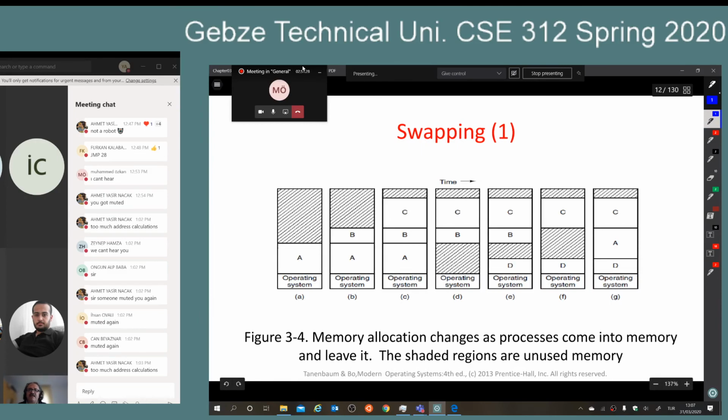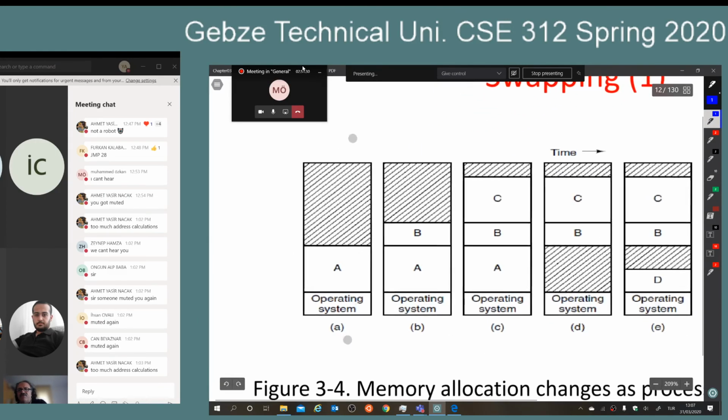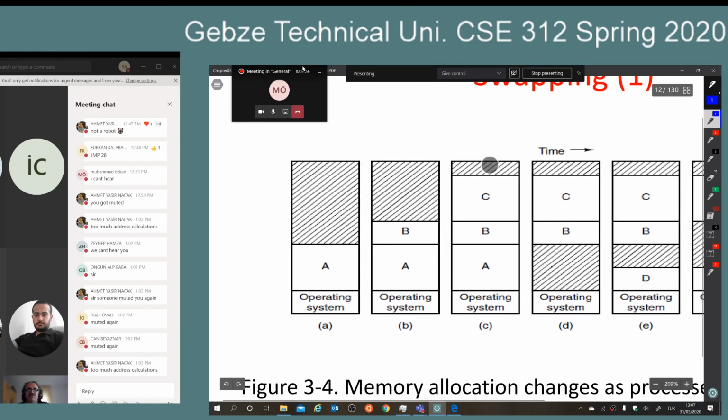Here's an example. Let's say this is my initial configuration. I have my operating system at the bottom. I am using base and limit registers, so there is protection available. I loaded my program A, then I need to load my program B, and I need to load my program C. So I have enough space for all three of them. I am running. Then I need to load program D, but there is not enough space for program D. So what am I going to do? I need to either swap A or B or C.